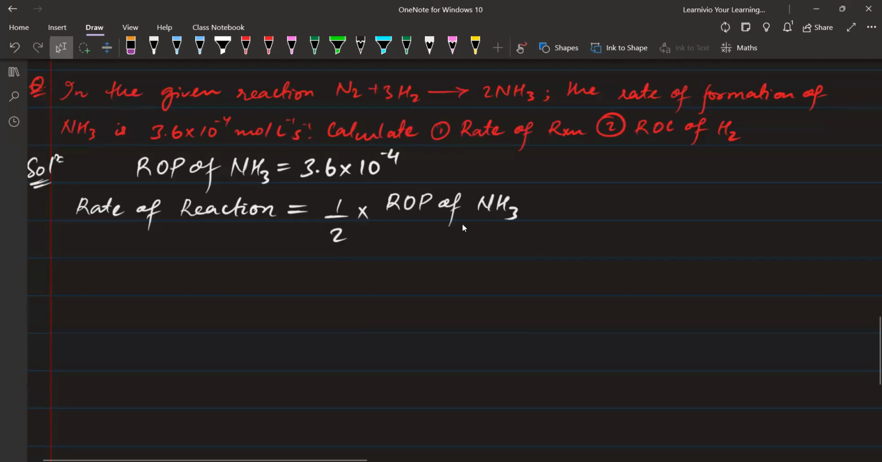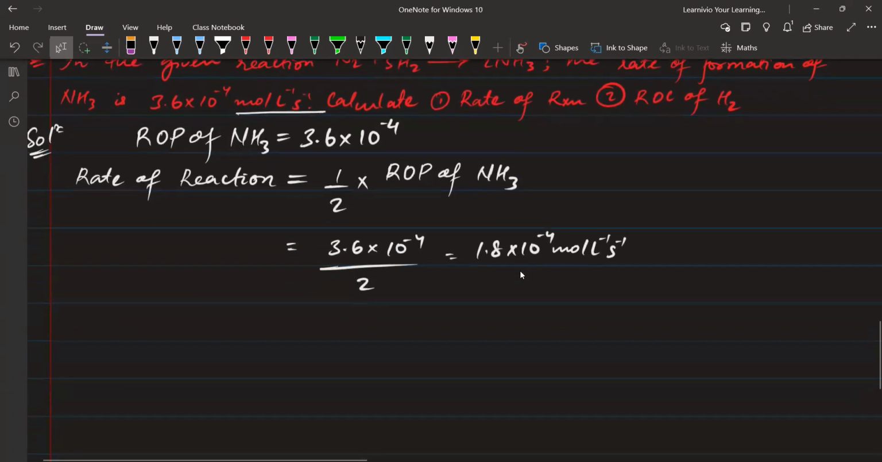Make sense? Okay, so this will be 3.6 into 10 to the power minus 4 divided by 2. This will be equal to 1.8 into 10 to the power minus 4. The unit will be moles per liter per second. If you don't write the units, half marks will be deducted in the board examination. So you have to write the units.